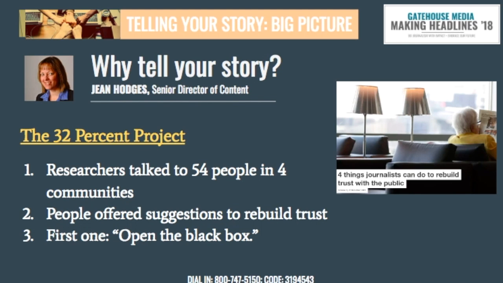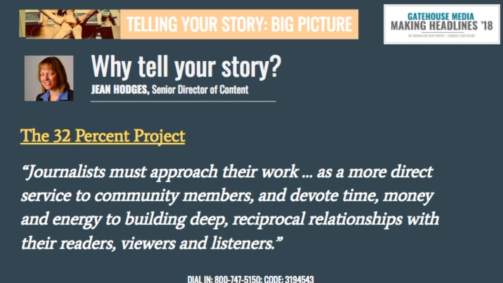And the very first one was open the black box. So in other words, let us into your process. Tell us how you did the story. The second thing was journalists approaching their work as a more direct service to the community. So what we were talking about with that link to the community, that you are devoting time, money, and energy to building this relationship. That's what's going to be so important to us, the relationships we have with readers, with people who are consuming our video, our photo galleries. If they're trusting us because they know us, because they know we're on their side. But we have to tell that story that we're doing it. That's one of the things that people said, and it basically backs that up. We need transparency, and we need to build those relationships.